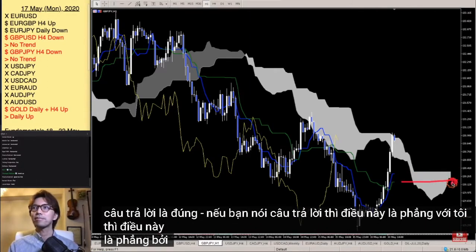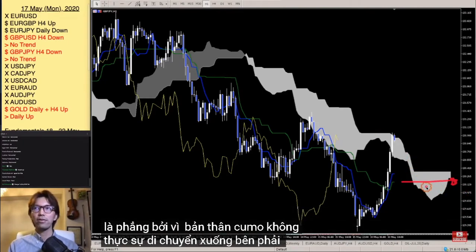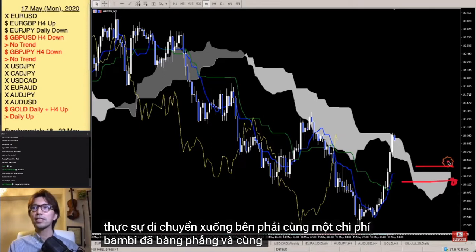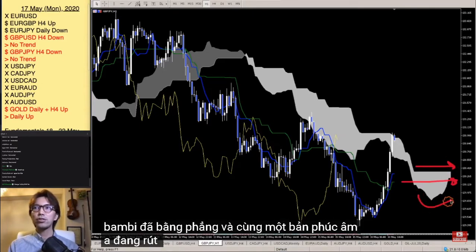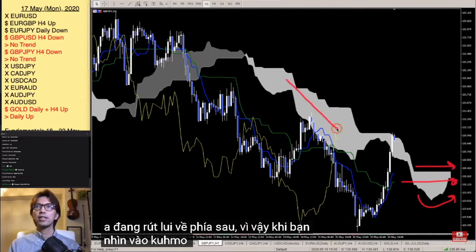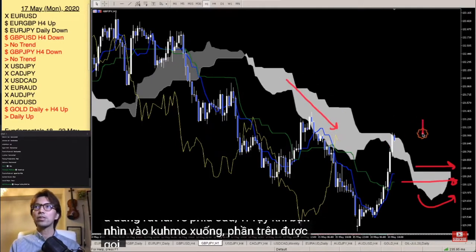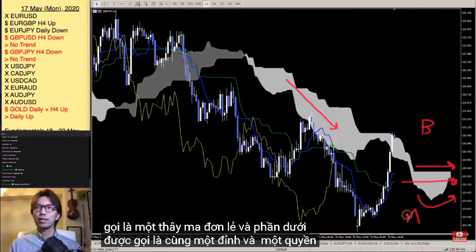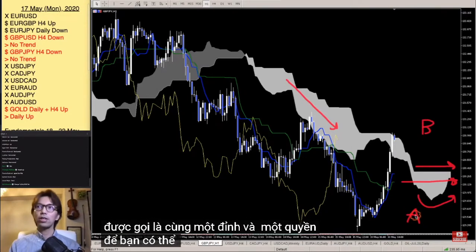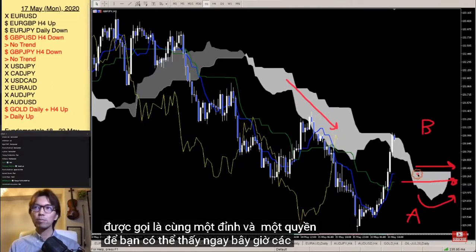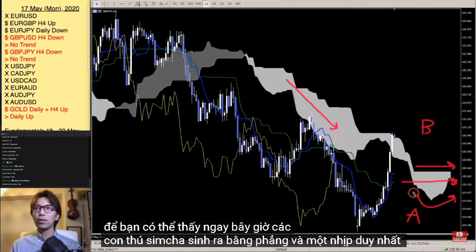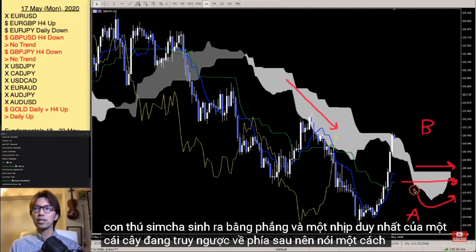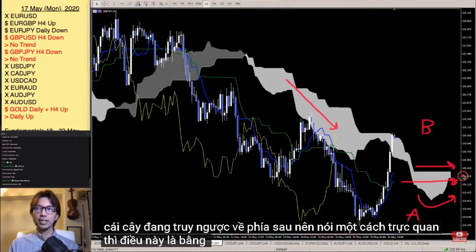This is flat because the Kumo itself is not really moving down. Senko Span B has been flat, and Senko Span A is retracing backwards. When you look at the Kumo, the upper part is called Senko Span B, and the lower part is called Senko Span A. As you can see right now, Senko Span B is flat and Senko Span A is retracing backwards. So visually speaking, this is flat.